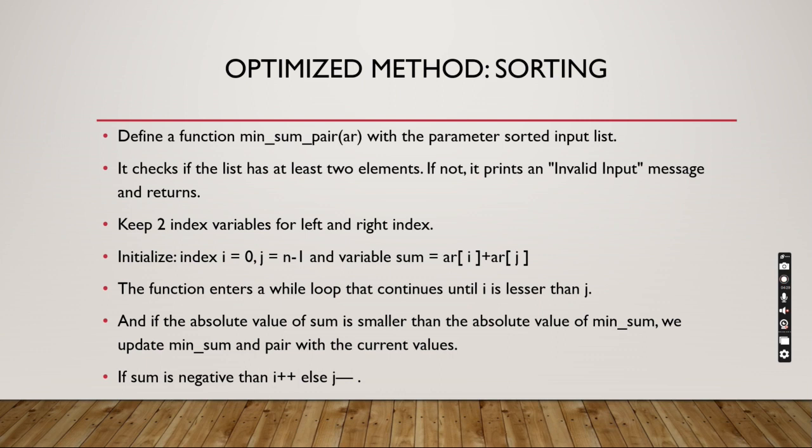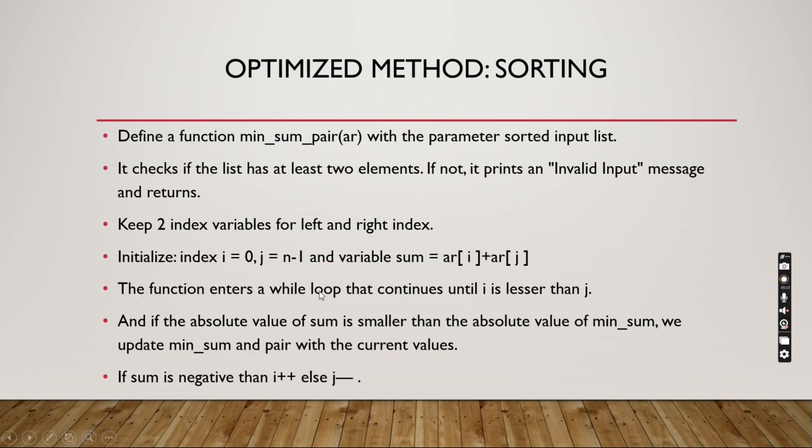Next, the optimized method using sorting. I have defined a function minimum sum pair which has a parameter passed through it as input list, the sorted input list. It checks if the list has at least 2 elements. If not, it prints an invalid input message and returns the message. Else, we have two index variables for left and right index. Initialize the index variables i as 0 and j as n minus 1, and variable sum is array in ith element plus array in jth element.